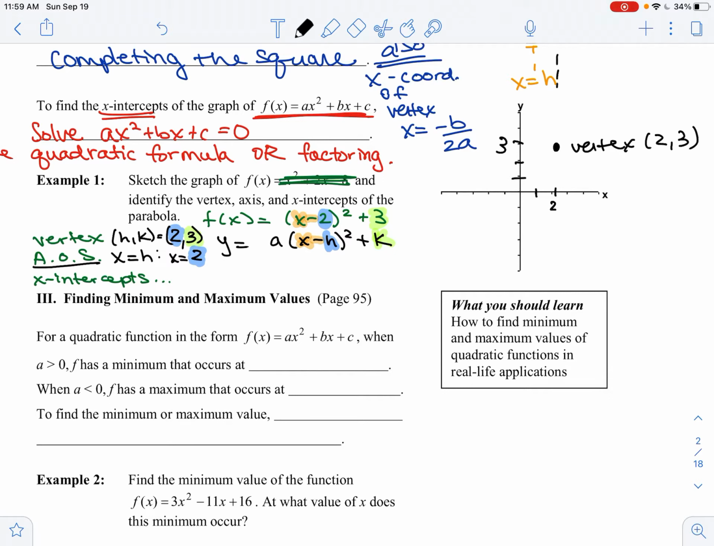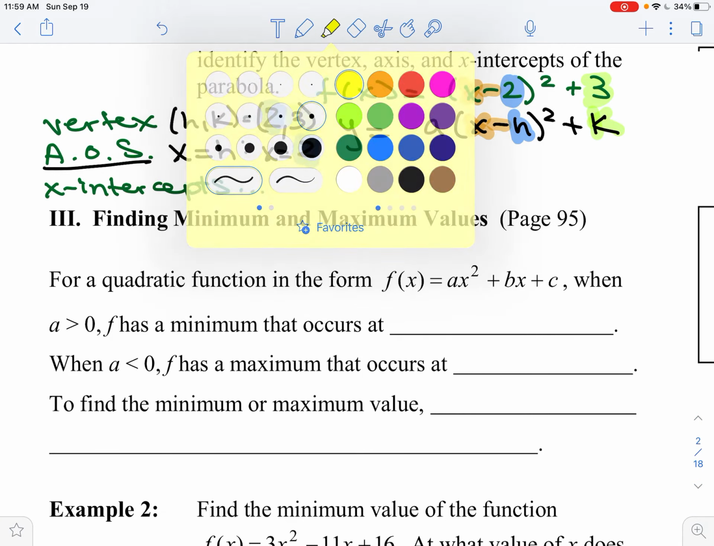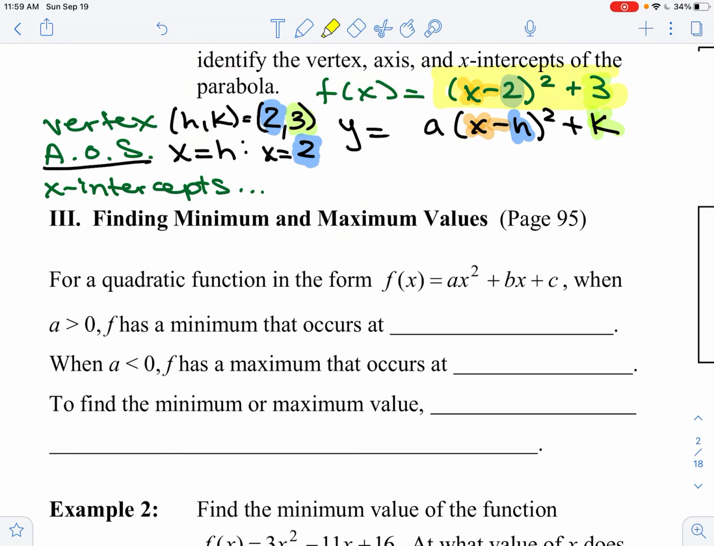We also know a parabola has that axis of symmetry through the vertex at x equals 2. Now to find the rest of our graph, we're going to find the x-intercepts. Remember, in order to find the x-intercepts, we're going to solve it and set it equal to 0. Here's our function. We're going to set that equal to 0. So here we go. We get 0 equals (x minus 2) squared plus 3.